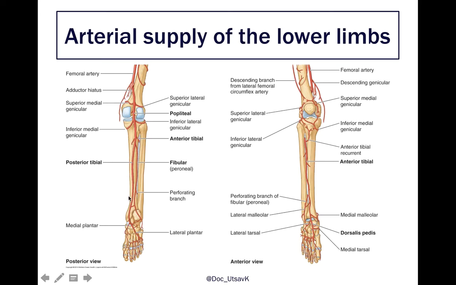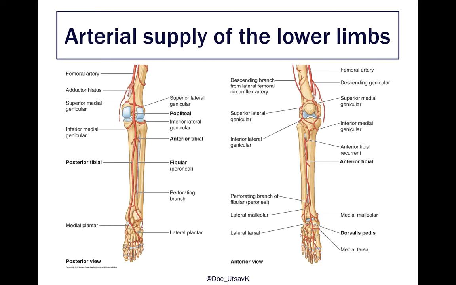It passes behind the medial malleolus, where it can be easily palpated, and divides in the foot into the medial and lateral plantar arteries. The peroneal artery is a branch of the posterior tibial artery which runs in the lateral compartment of the leg and is usually smaller than the anterior or posterior tibial arteries and is not usually palpable at the level of the ankle.